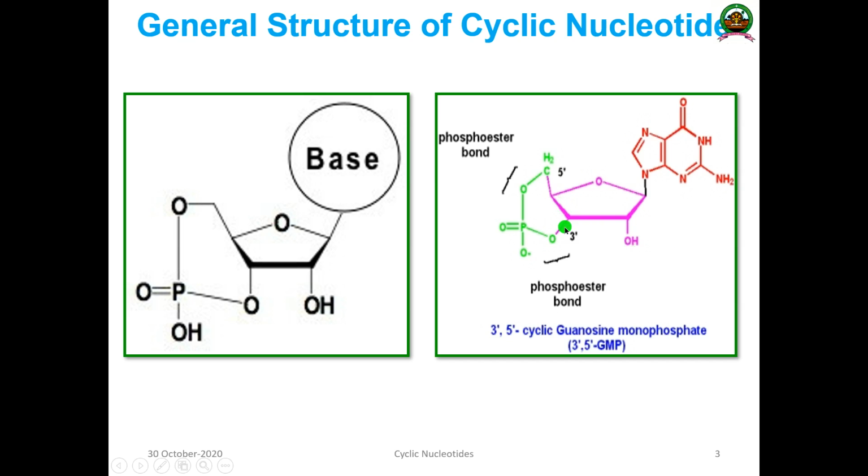Here you will have the third one and the fifth one. Okay, so the phosphate is interacted with here. You will have the fourth one, and here you can see CH2OH, and here you will have the fifth carbon, and here you will have the third carbon.